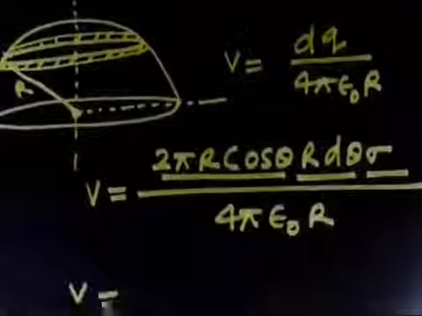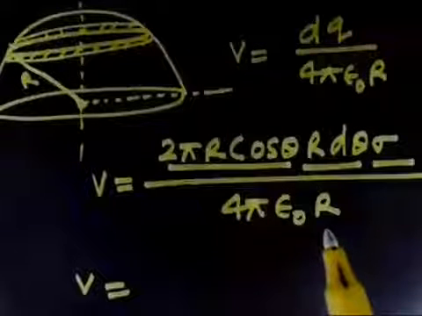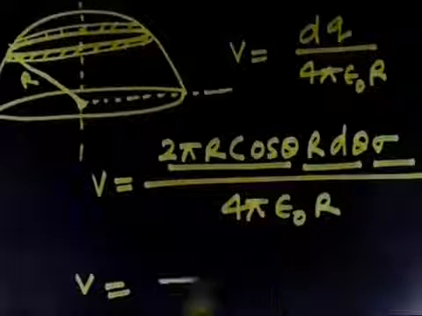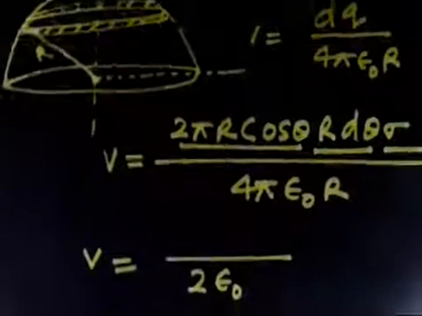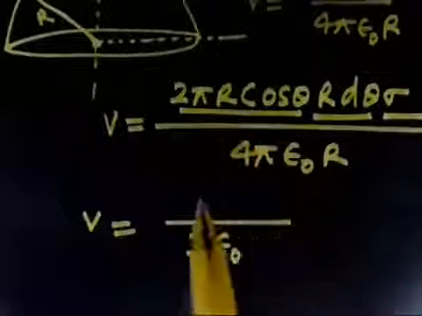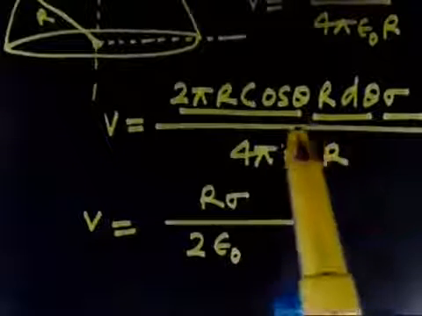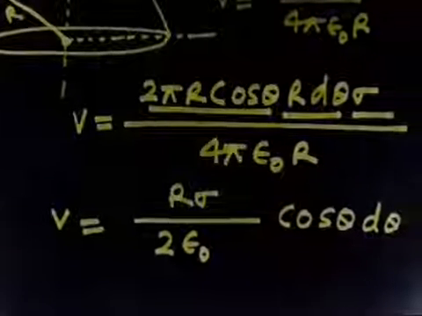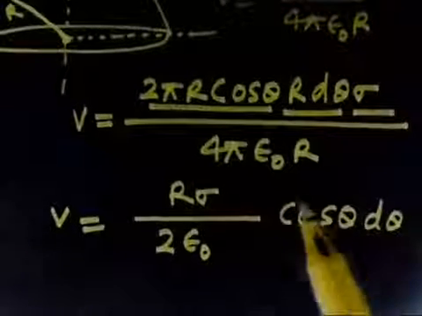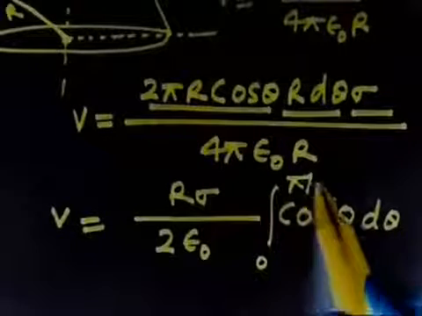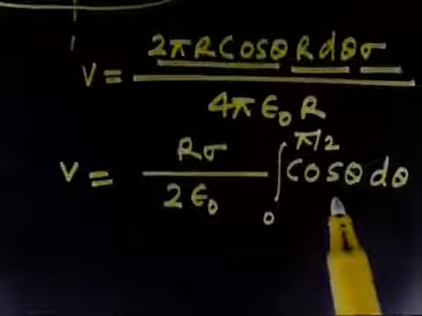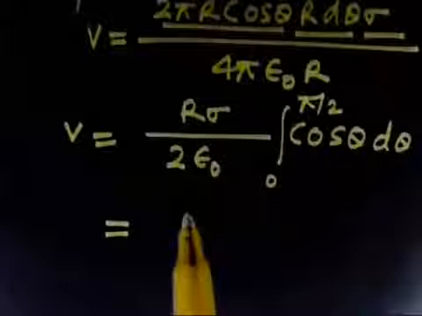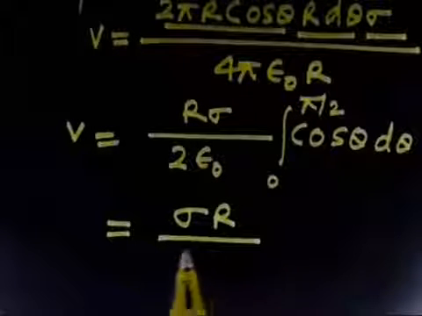Now if you see, this will be r square and the denominator will have R. So this cancels out. The 2 pi also cancels out. So you will have simply 2 epsilon naught, and in the numerator you will have r into sigma into cos theta d theta. So let us check yourself. Now again the integration limit will be 0 to pi by 2. So integration of cos theta is sin theta, and sin theta at pi by 2 is 1 and sin theta at 0 is 0. I think you can do this integration: sigma r by 2 epsilon naught.